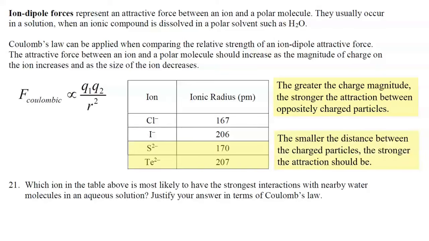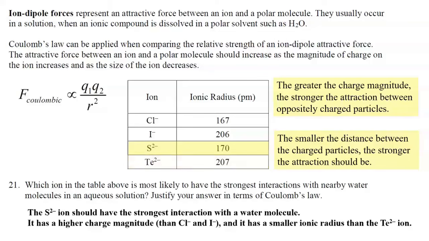Now, as far as the distance, if they are closer to each other, the smaller the distance between the charged particles, the stronger the attraction should be. So I'm going to pick the smaller ionic radius because that will make it closer to the water molecule. So the correct answer here is the sulfide ion, S2-, should have the strongest interaction with a nearby water molecule because it has a higher charge magnitude and has a smaller ionic radius.